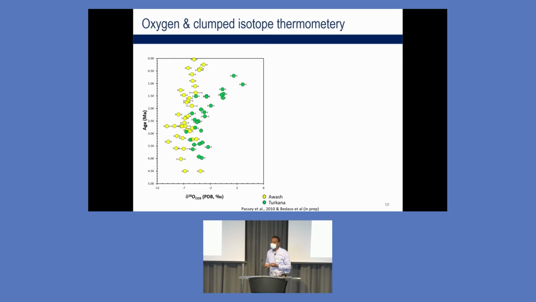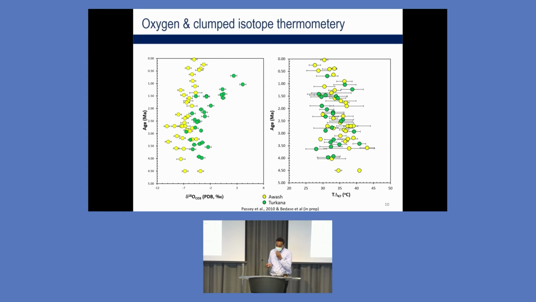What is that shift? So we have to look into other information. The clumped isotope information gives us the temperature of those samples. Even the temperature range is more or less similar throughout the time; it's comparable for both basins. But we see there is a shift in the oxygen, the delta oxygen isotope. So we have to look into other methodology.